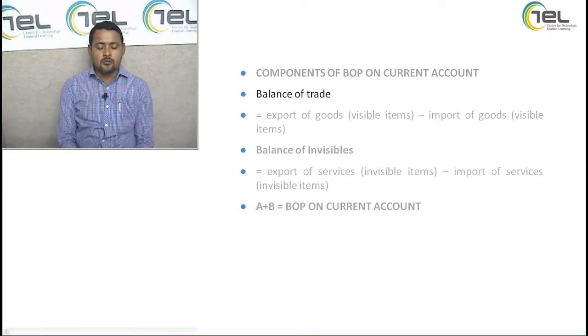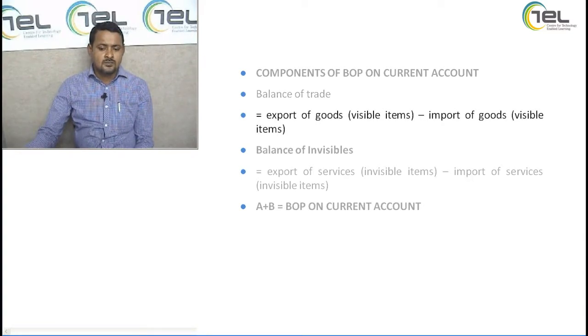Now we can summarize the components of balance of payment on current account. First of all, we are taking the visible items, physical goods, balance of trade. Balance of trade is equal to export of goods minus import of goods. Balance of invisibles, that is of services, is export of services minus import of services. Both are items of the current account. Adding both of them, A plus B, balance of trade plus balance of invisibles becomes balance of payment on current account.